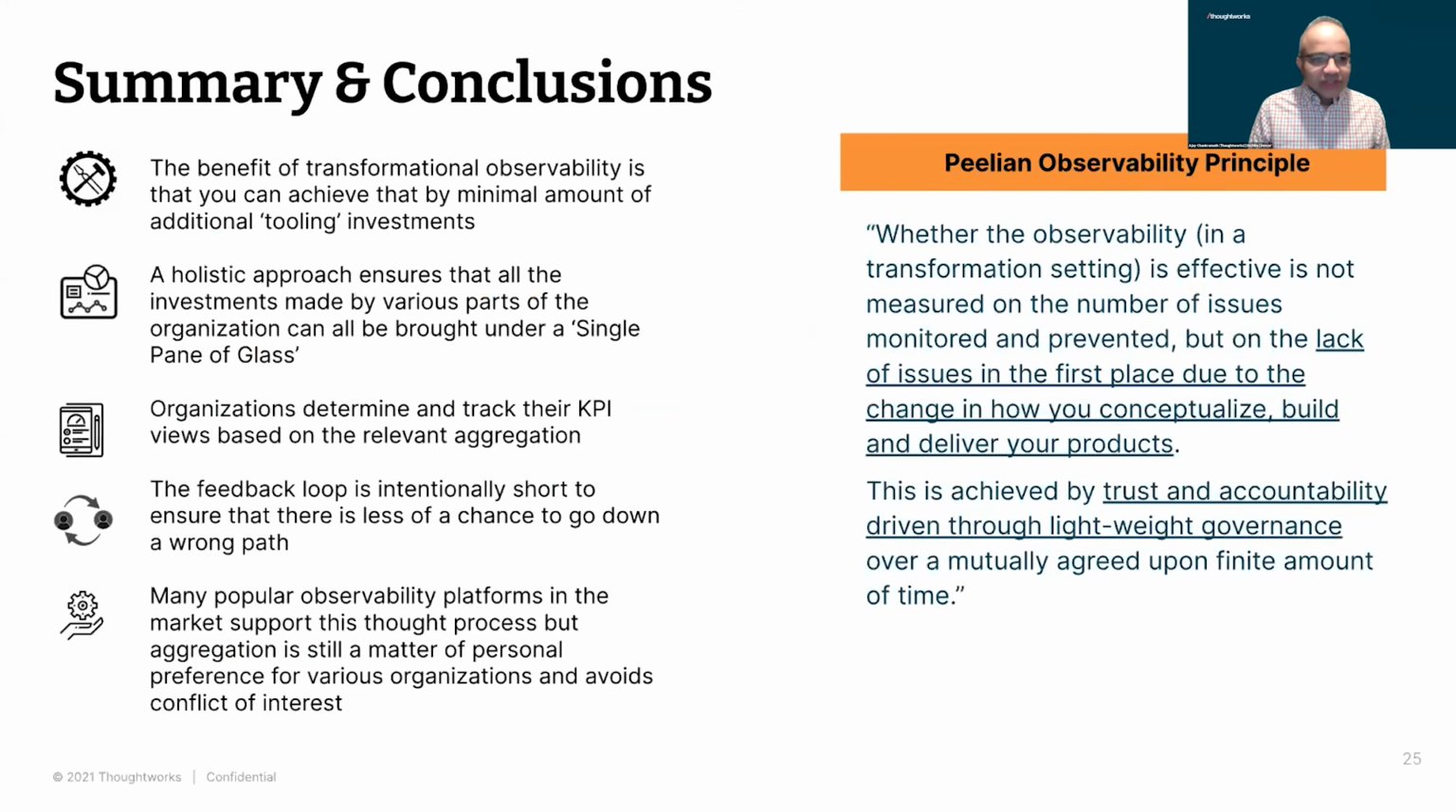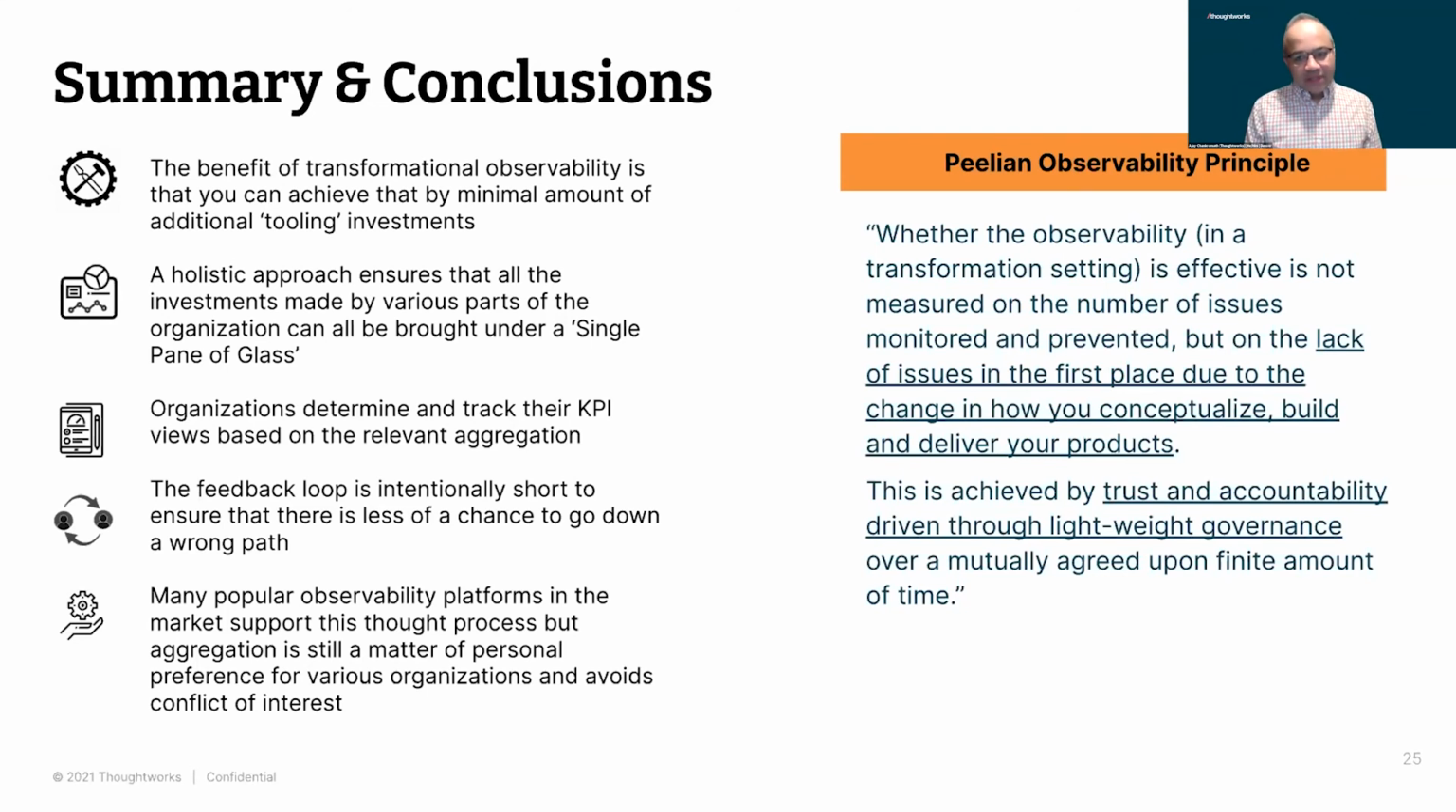All right, so to conclude, some of the things that we talked about here. One was the fact that the benefit of this transformational observability is that you can do this with a minimal amount of additional tooling investment. So this is not a tooling problem by any stretch of imagination, right? Even though every vendor would say that, hey, buy your tool, and this is actually going to solve your problem. This is not something that you really need a bunch of expensive tools to solve.